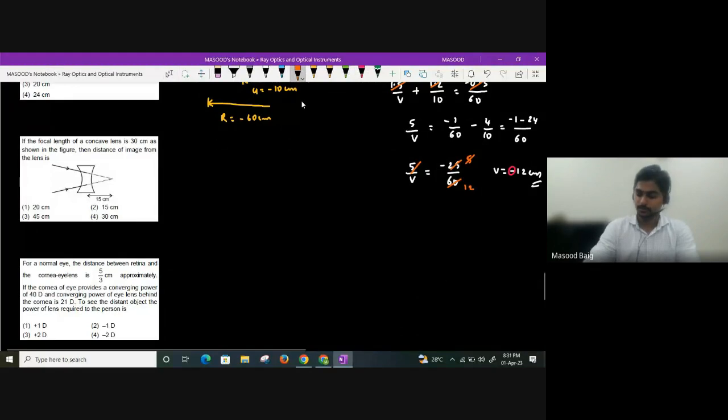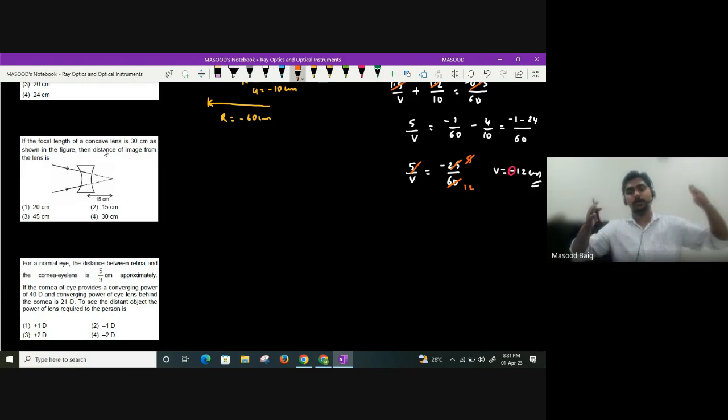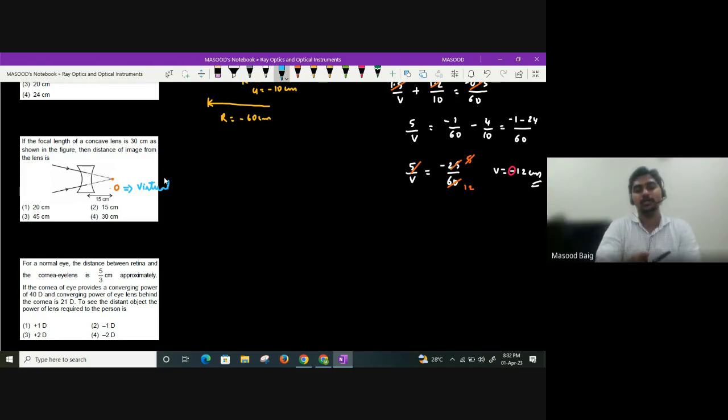Next question, let us see, guys. If the focal length of a concave lens is 30 centimeters, you see here, very important case again. How are the rays? These are incident rays again. Are they converging into a point or not? Yes. So whenever they are converging into a point, what can I tell about this object? Which object is it? For a virtual object, a concave lens can form a real image, guys. It can form what image? Real image.